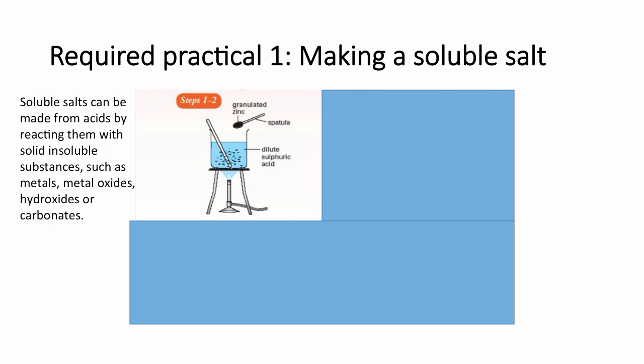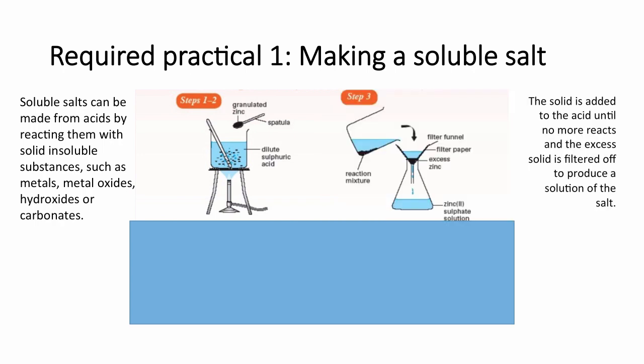In this case, the dilute sulfuric acid is the limiting reagent, and at some point when we keep adding the zinc it will no longer dissolve because all of the acid has been used up. To remove the unwanted zinc, we have to filter the solution using a filter funnel and filter paper. The excess zinc is removed as the residue within the filter paper, and the filtrate, the solution, zinc sulfate, is left.